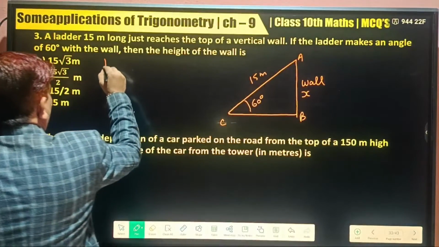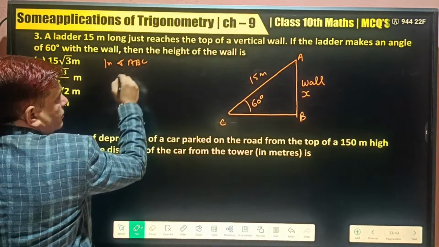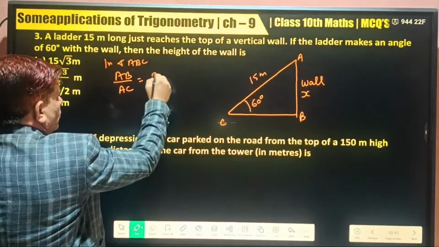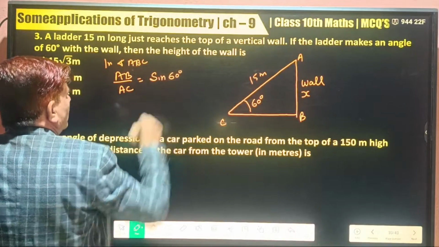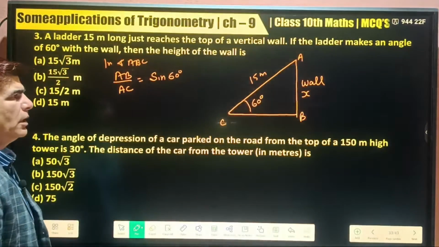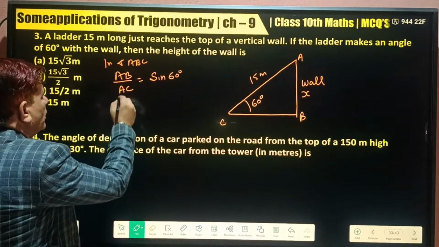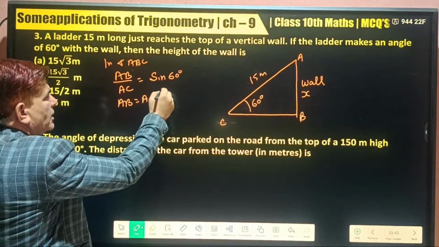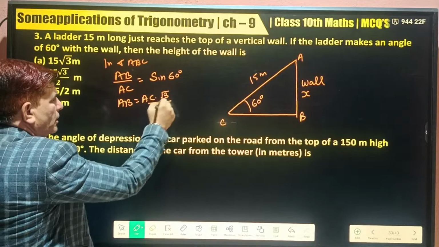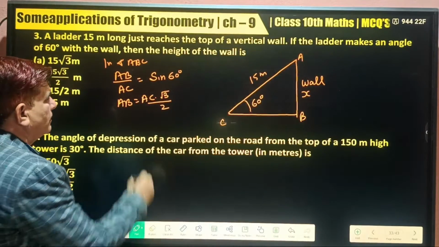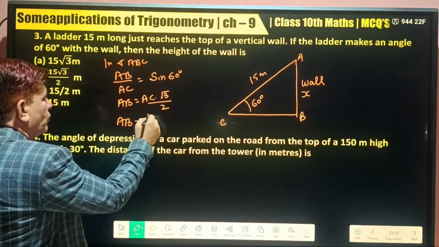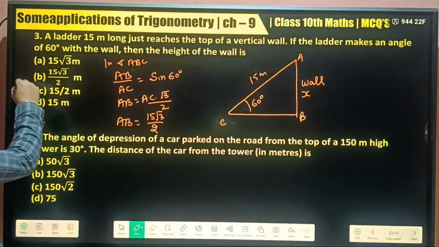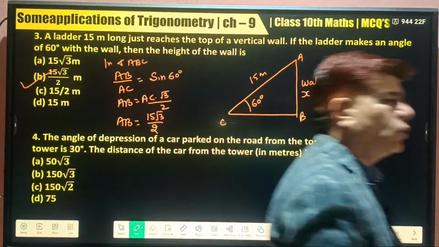Understood? Again in triangle ABC, AB by AC, perpendicular by hypotenuse, is sine 60. The angle is 60 degree. So what we have to find out is AB. AB equal to AC times sine 60, which is root 3 by 2. What is your AC? 15. So AB equal to 15 root 3 by 2. Is it given anywhere? Yes. So B is your answer. All are very easy.